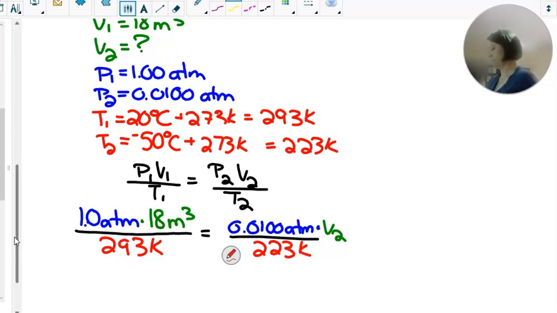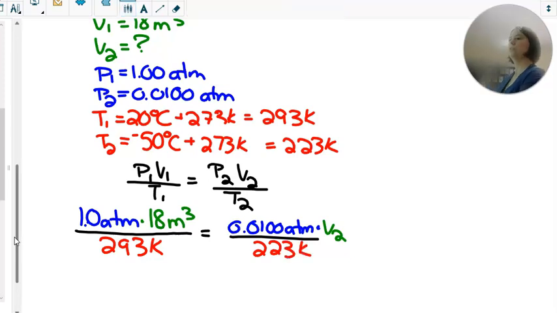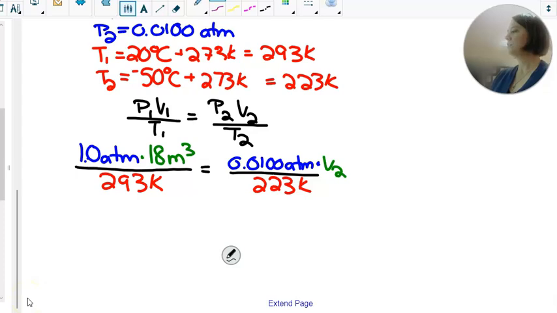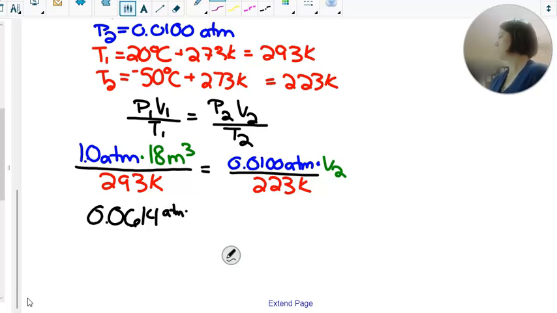All right, so what we should do is grab out our calculator and simplify the left side and the right side, and then we will solve for the variable. So go ahead and take out your calculator and simplify the left side first. Okay, did you get 0.0614, and that's atm times cubic meters over Kelvin?